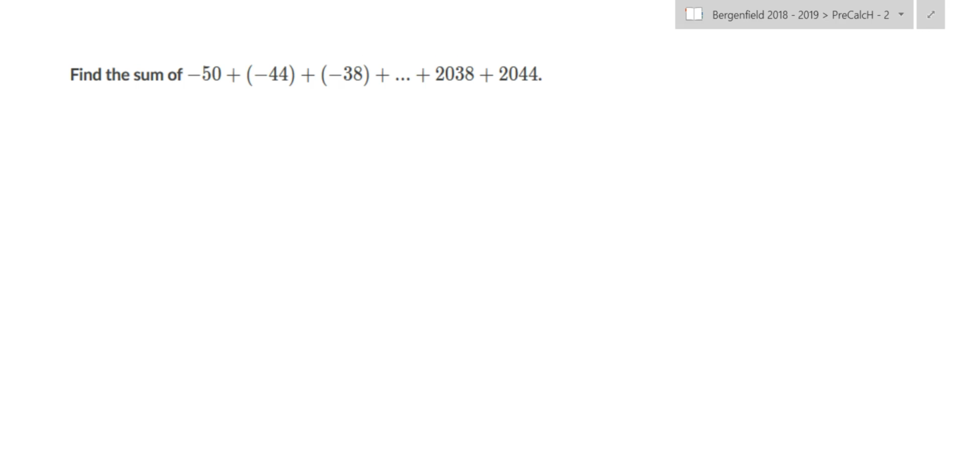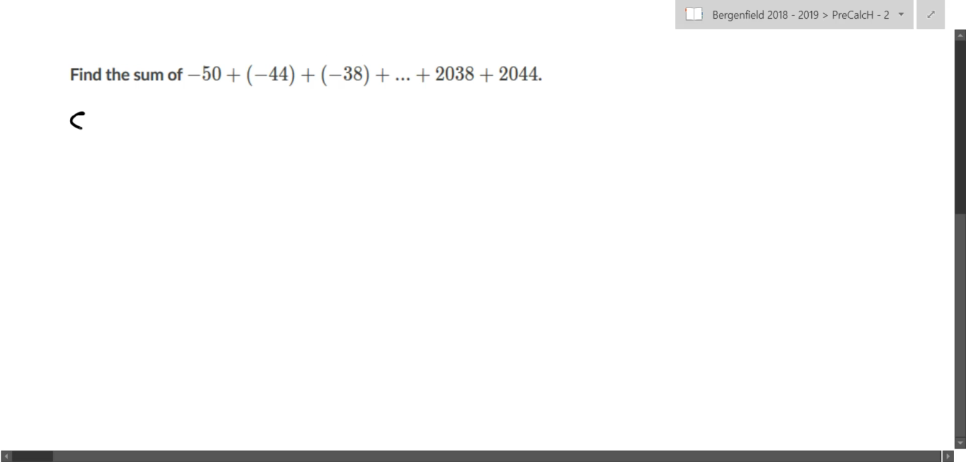Okay, here's a question submitted from one of our classmates, and it's a sum. It's a finite sum, and I want to use the formula that I like to use, and we all should know it well. If we have a sum of an arithmetic sequence, we can use the formula Sn is equal to n over 2, the first term plus the last term.